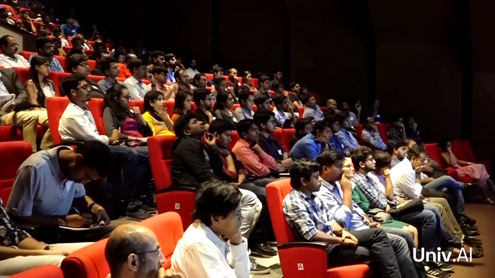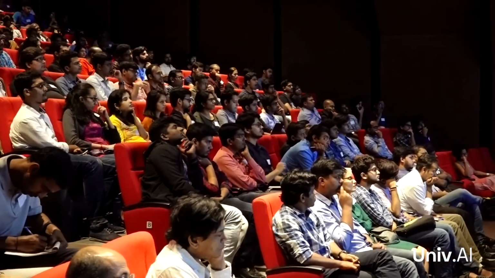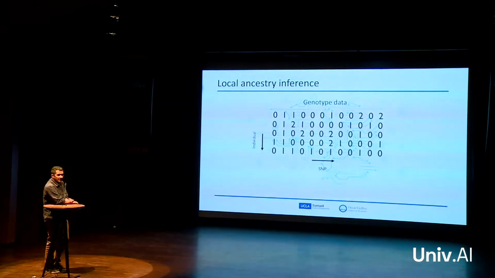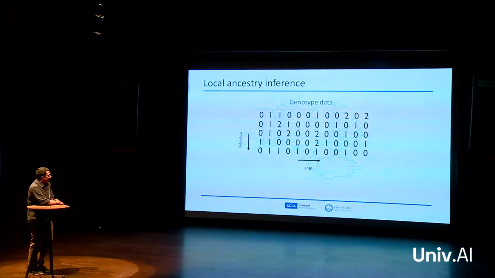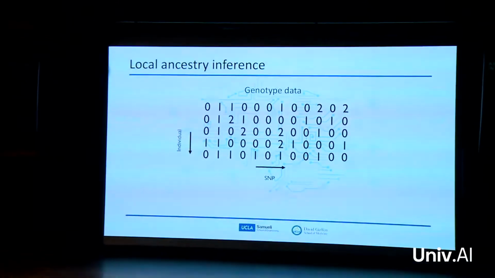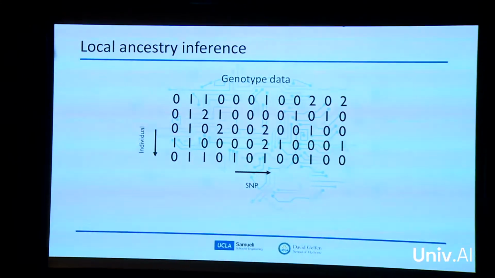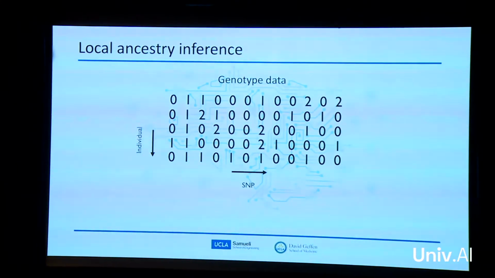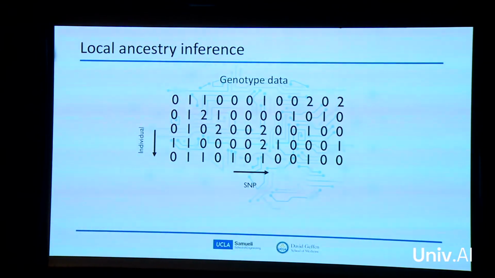So this leads us to our first statistical problem. Next slide. This is our input data. This is the data that we're collecting. Every row is an individual. Every column is a SNP. Again, we are computer scientists, so we don't want to deal with As, Cs, Gs, and Ts.